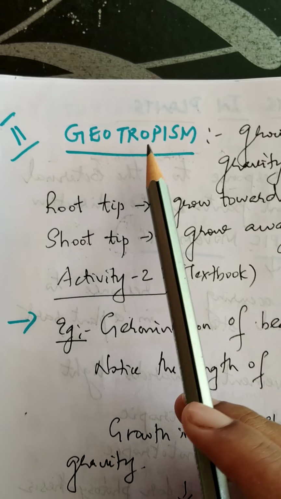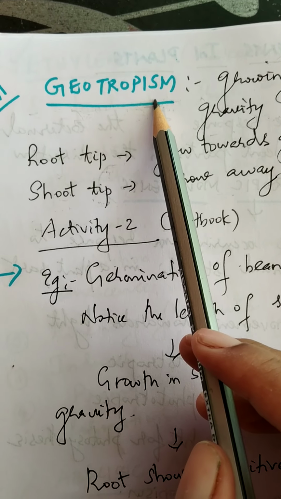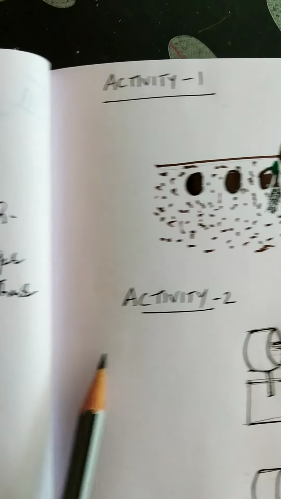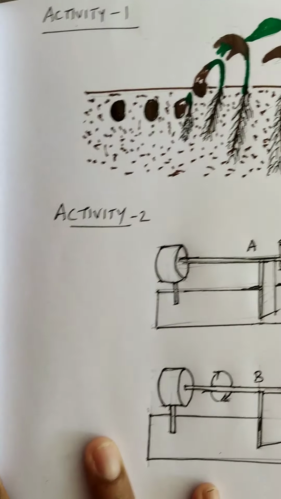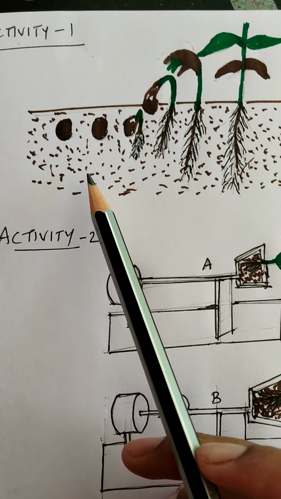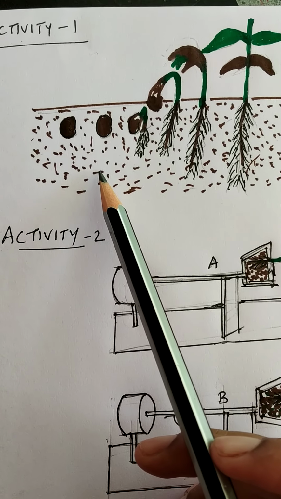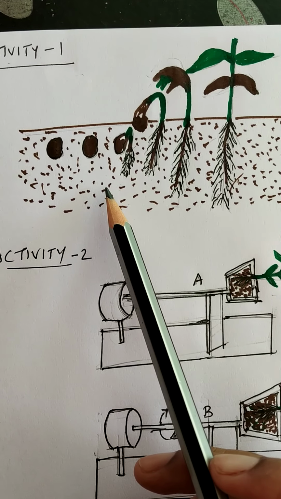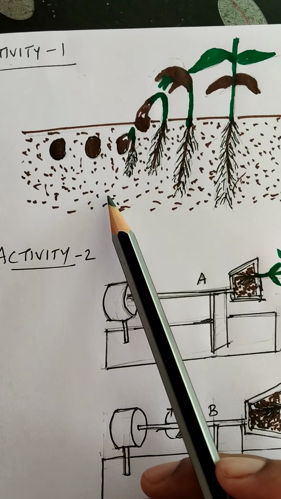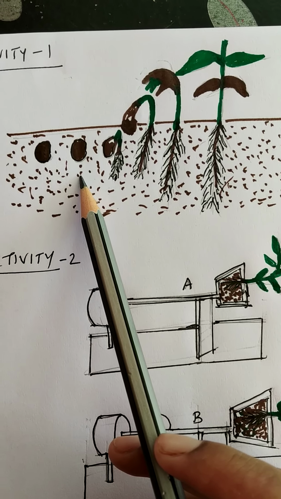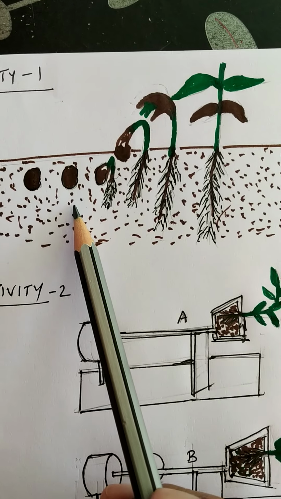Now we can learn geotropism with the help of two activities. The first one is regarding the germination of seeds. What you have to do is take a few bean or gram seeds and put them in moist soil in a beaker. We know the seeds need air, water and sunlight for germination.